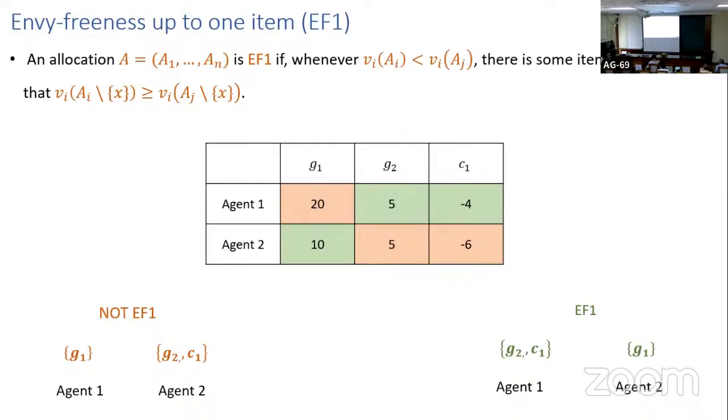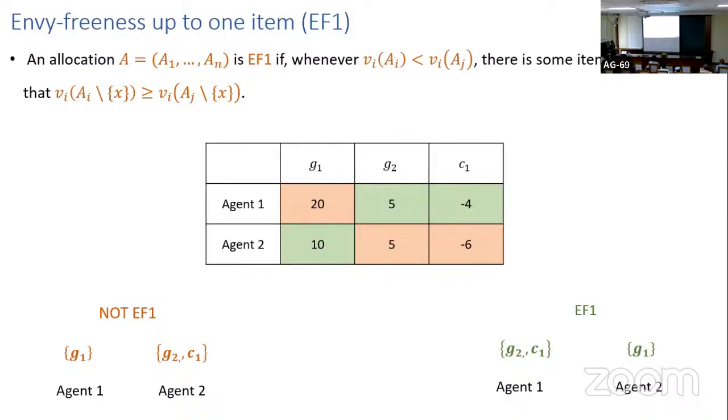This example is an example of doubly monotone valuation, where agent 1 has a set of goods and a chore, and agent 2 has a set of goods and a chore. Agent 1 has value 20 for its bundle, so agent 1 doesn't envy agent 2. Whereas agent 2 envies agent 1. But this envy can be eliminated by removing this chore.